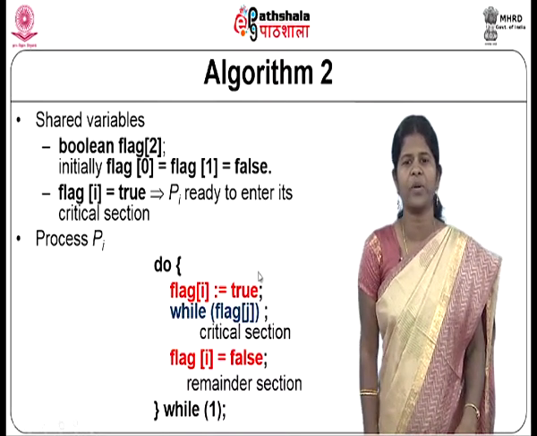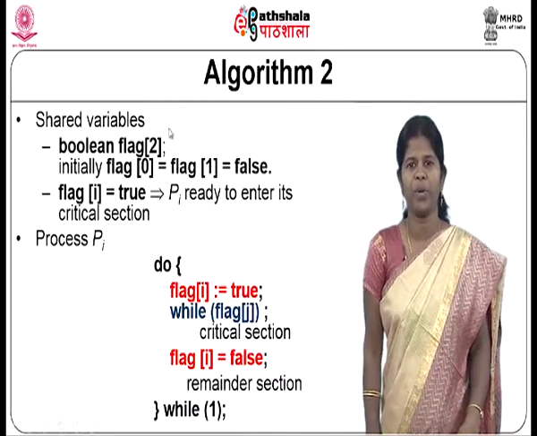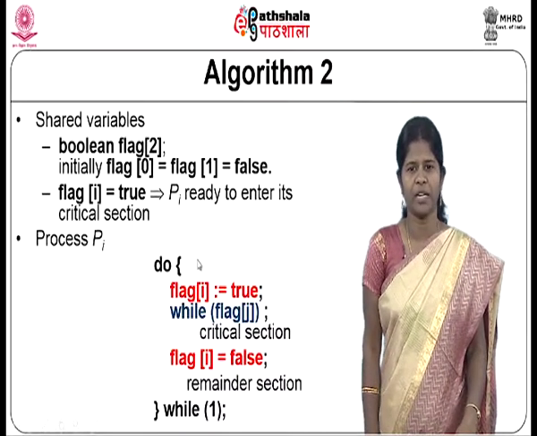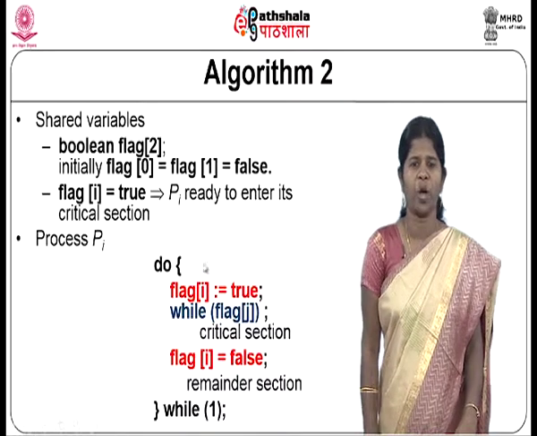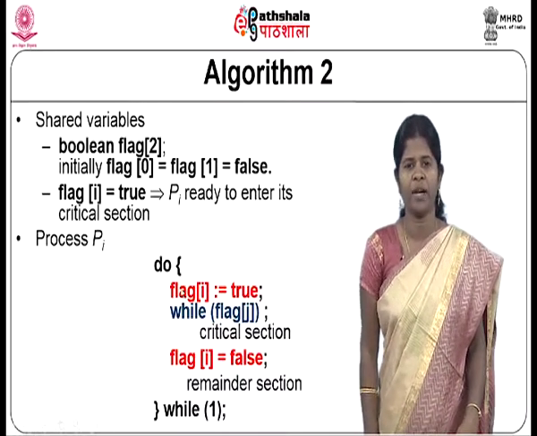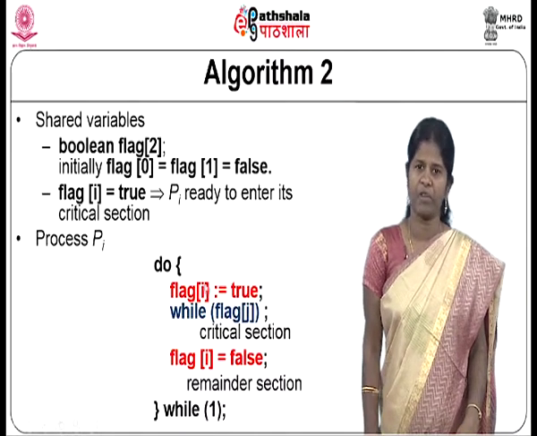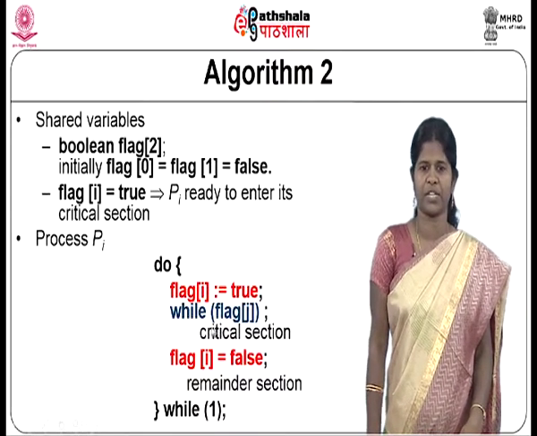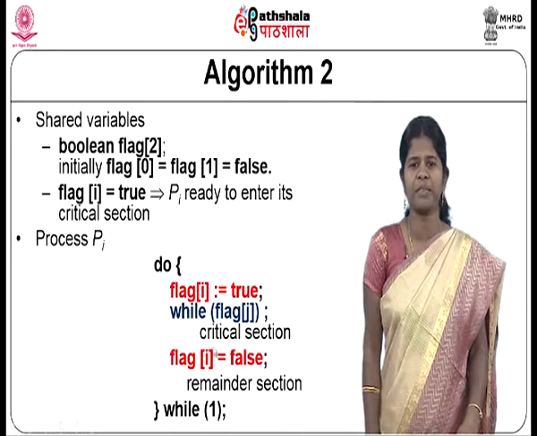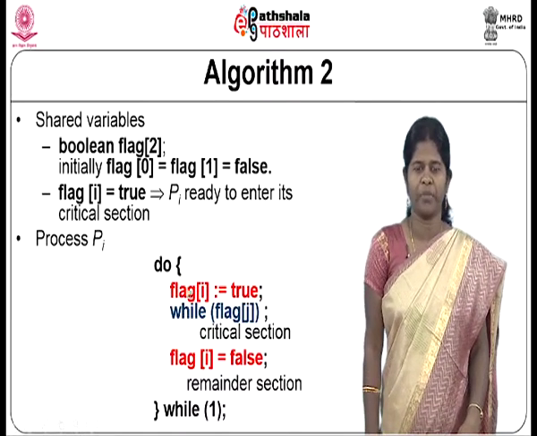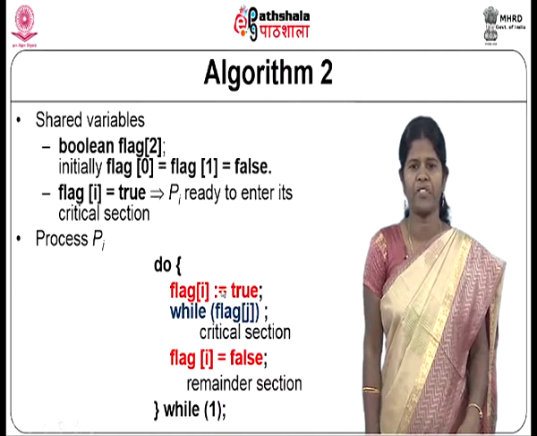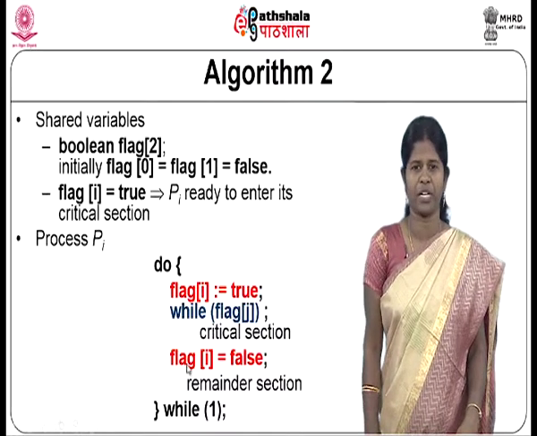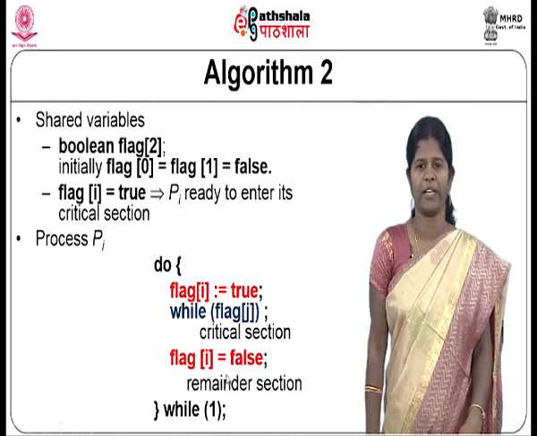What does it do in the entry section? As I told you, you have a flag variable for each process. Now consider there are two processes, P0 and P1. P0 will execute this part before it enters the critical section. Very similarly, P1 will also execute this part before it enters the critical section. If P0 executes this part, the code will be something like: flag of 0 equal to true, while flag of 1, then critical section. After coming out of the critical section, flag of 0 equal to false, and then the remainder section.